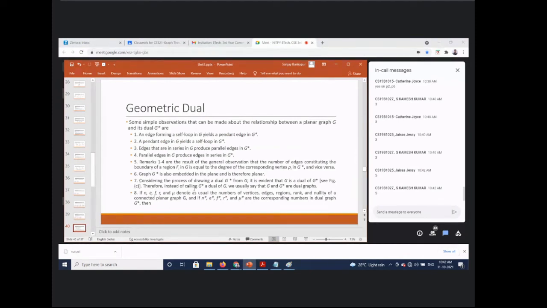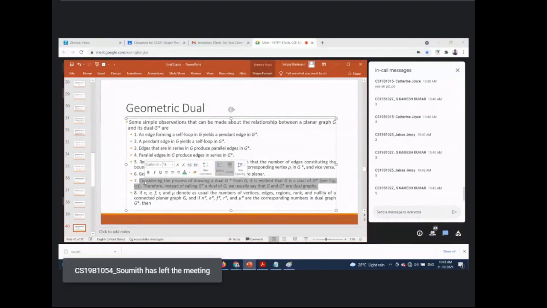Considering the process of drawing a dual G star from G, it is evident that G is a dual of G star. Therefore, instead of calling G star a dual of G, we usually say that G and G star are dual graphs. For the given graph G, G star is a dual, and if we again go for the dual of G star, there is one more dual. So instead of saying G and G star, we can say G and G star both are dual graphs.